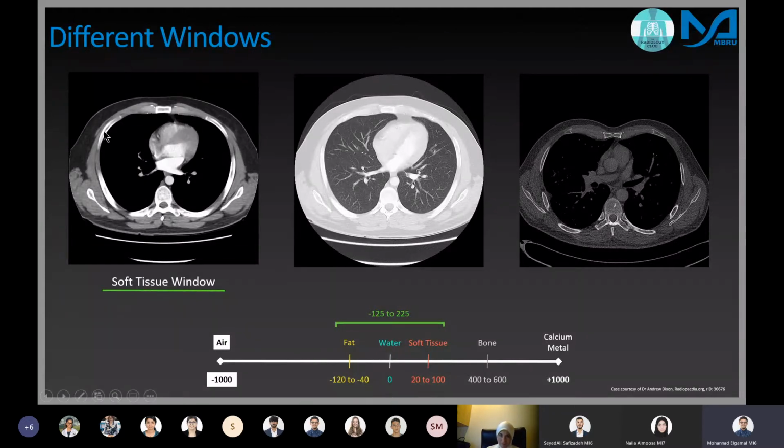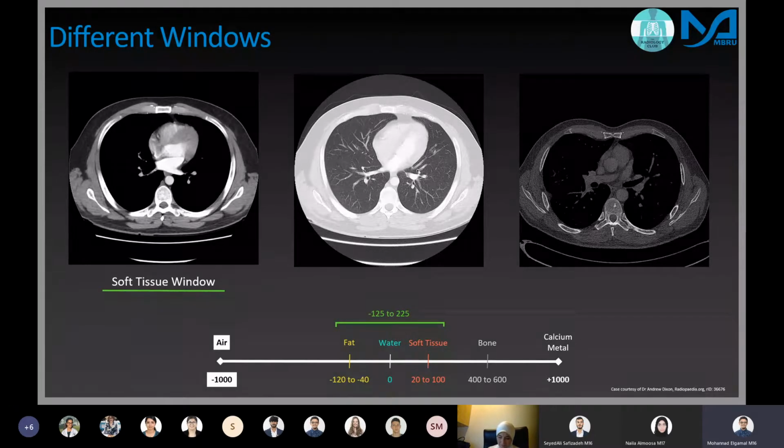So things like fat and soft tissue appear more clearly. But other things, for example, like air, would appear completely solid black if you see around the patient and inside the lungs of the patient, because it's not really part of the window.